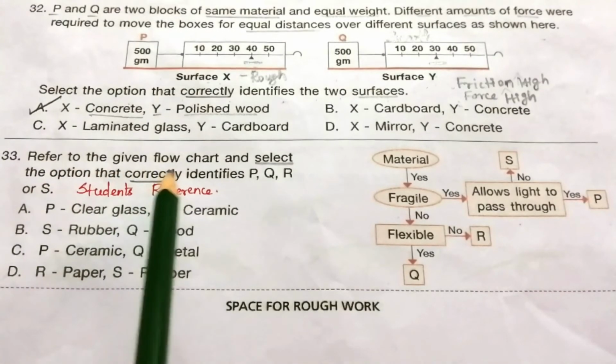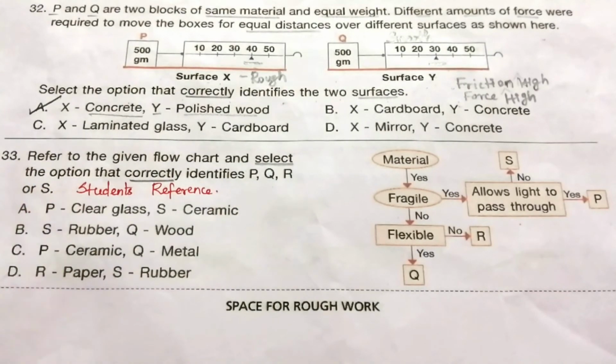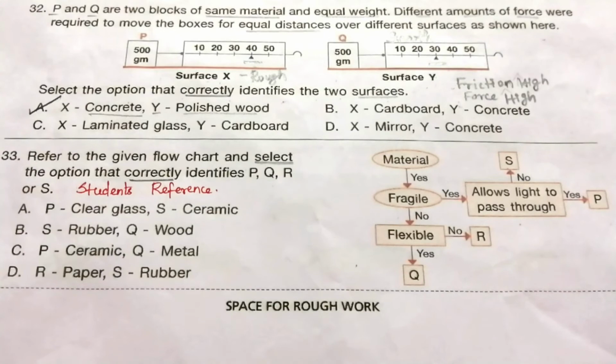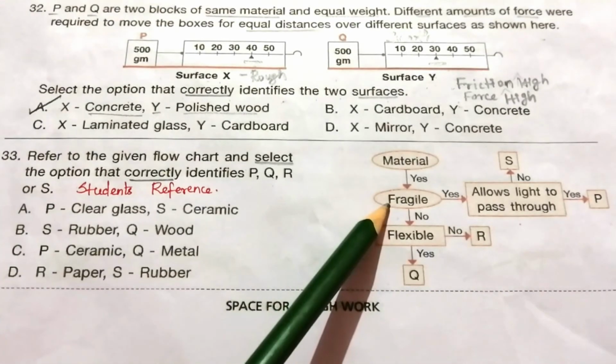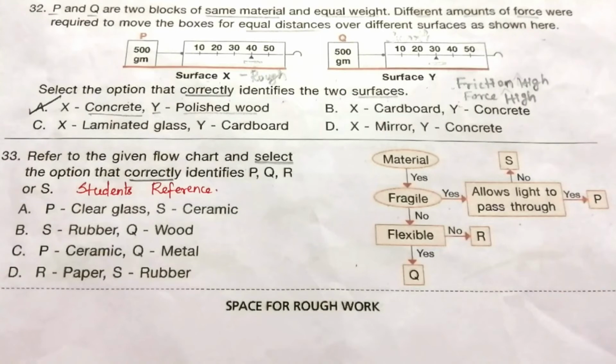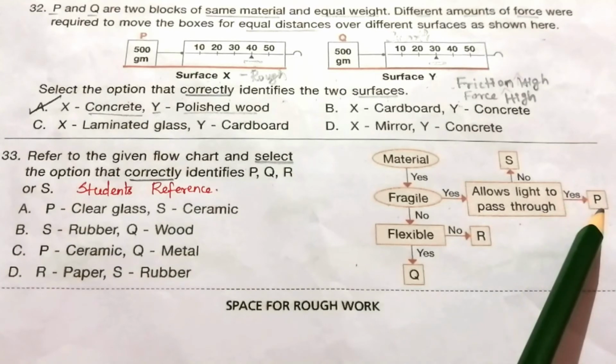33. Refer to the given flow chart and select the option that correctly identifies P, Q, R or S. You look at the given flow chart and read the given information carefully. Then find the answer from the given four options. So to find the answer, we will read the information one by one. Material is fragile. Fragile means easily breakable. Yes. So S and P are easily breakable. Allows light to pass through S, P. So P is breakable and allows light to pass through.